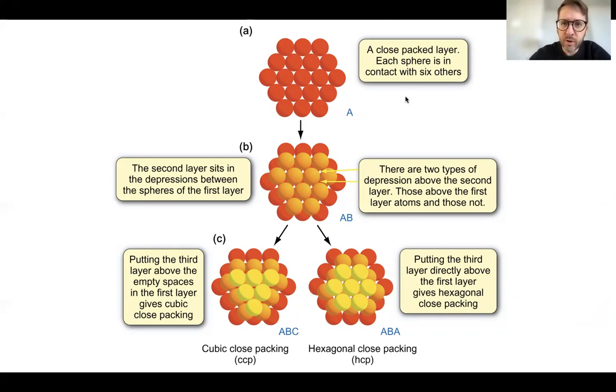So we start with one of those closed packed layers in which each sphere is in contact with six others. The second layer then sits in the dips of the first layer, in which half of the dips are occupied. For a cubic closed packing, the third layer is placed above the remaining dips that are unoccupied, giving an ABC type of arrangement. And in the hexagonal closed packing case, this third layer is positioned directly above the atoms of the first layer, giving an AB type of arrangement.